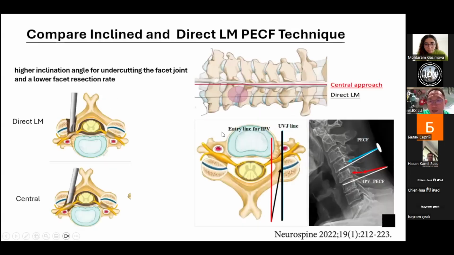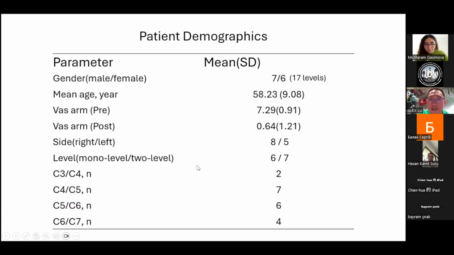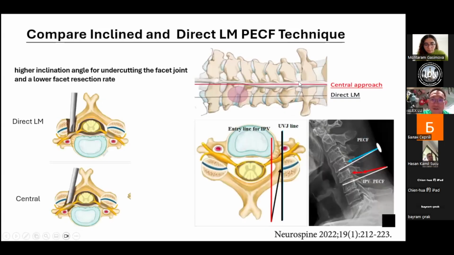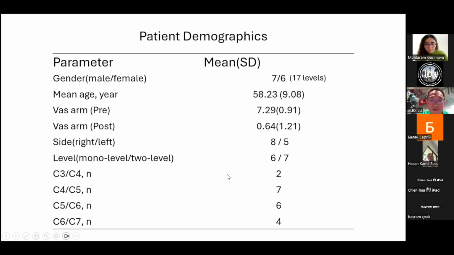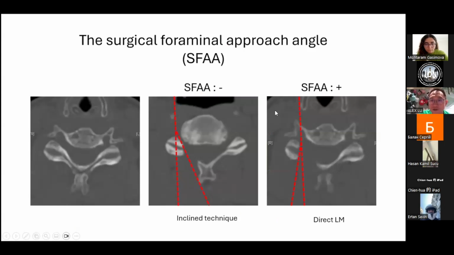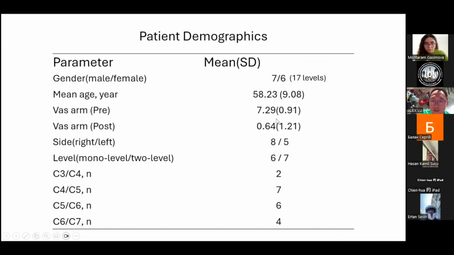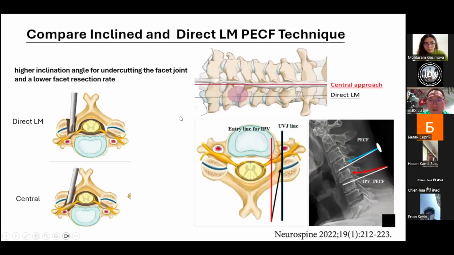For some of the patients I do a postoperative CT scan, because my country's insurance doesn't cover a postoperative CT scan for everyone. So I calculate my patients' levels. They are at different levels, and the result is very promising. The arm pain before surgery is 7, and after it becomes less than 1. And I want to raise my second topic.